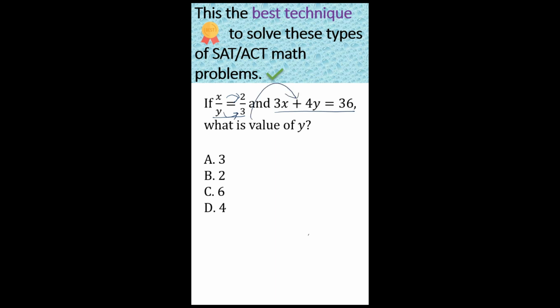Once we do that, our left hand side will be 3 multiplied by 2 plus 4 multiplied by 3, which comes out to be 6 plus 12 equals 18. However, the right hand side is 36. So this is an anomaly.